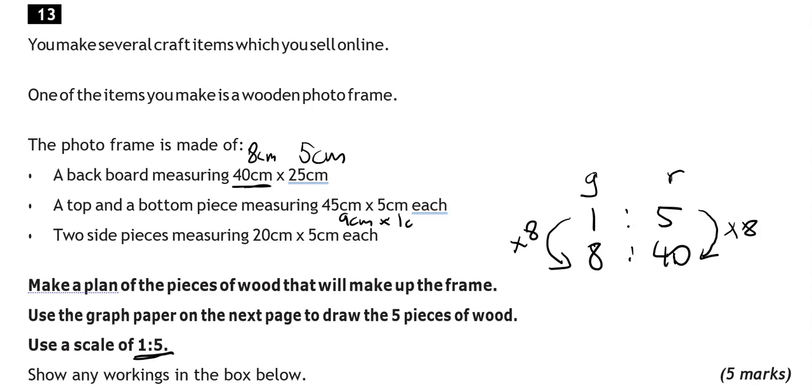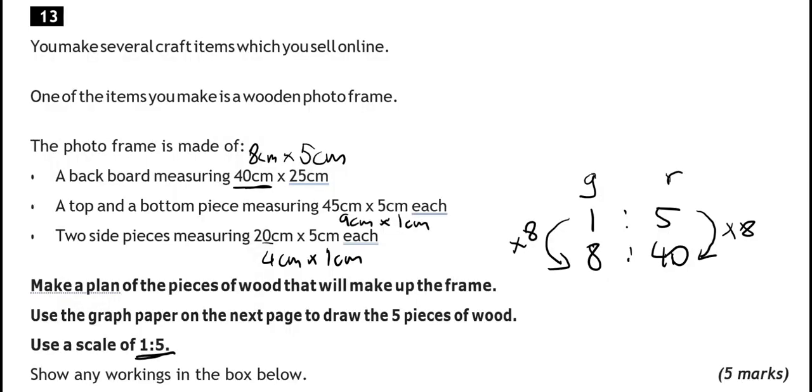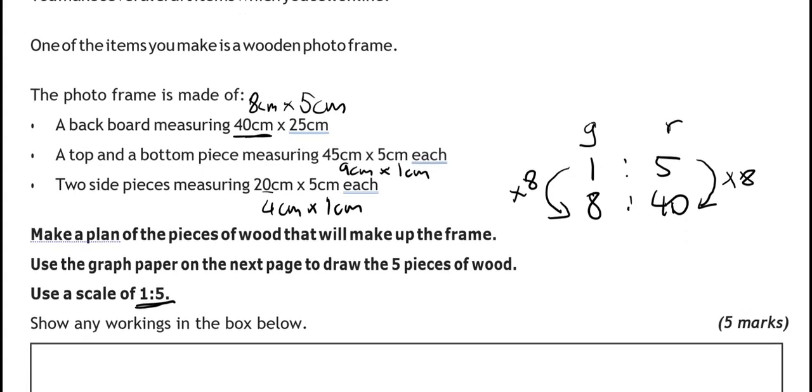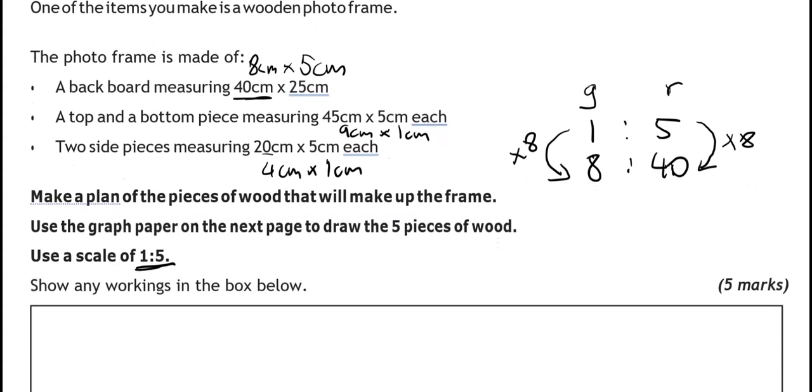5 divided by 5 gives me 1 centimeter. 20 divided by 5 gives me 4. And 5 divided by 5 gives me 1 centimeter. I'll use these measurements when drawing these pieces on the graph paper. So backboard 8 by 5 centimeters.